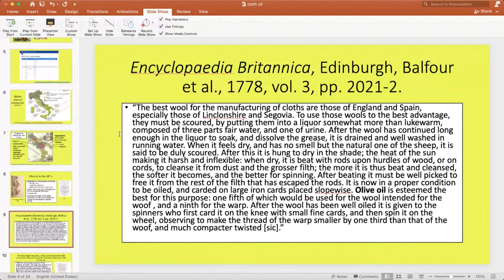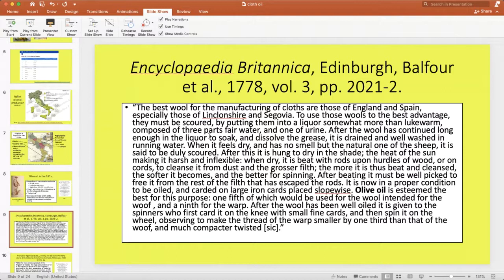"After beating, it must be well picked to free it from the rest of the filth that has escaped the rods." I mean, the sheep are living out in nature and in pasture and get all dirty and so on. So the cleaning process is extensive, as you can see. But here's the part that's important. "It is now in a proper condition to be oiled and carded on large iron cards placed slopewise. Olive oil is esteemed the best for this purpose, 1/5 of which would be used for the wool intended for the woof and 1/9 for the warp."